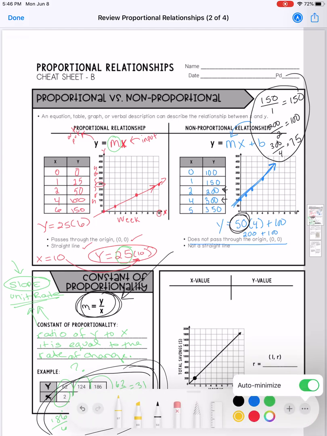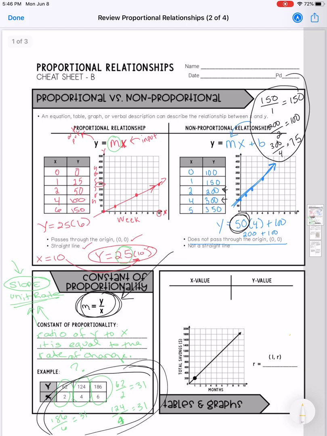All right, let's use yellow. So tables and graphs. So one thing maybe you remember is the x value is independent. The y value is dependent. X and y. We have our input and we have our output.